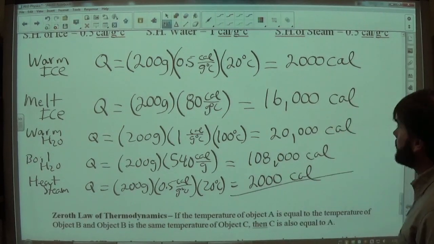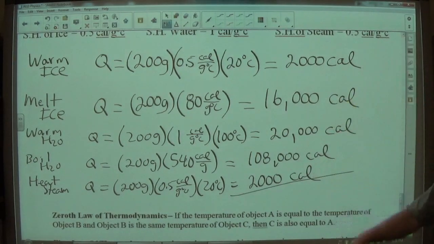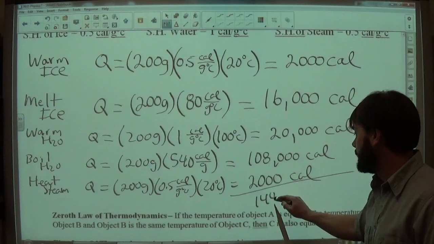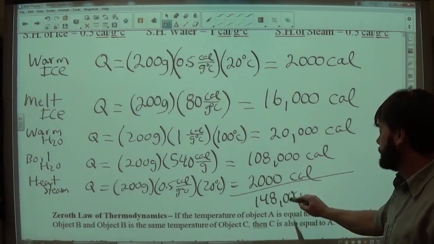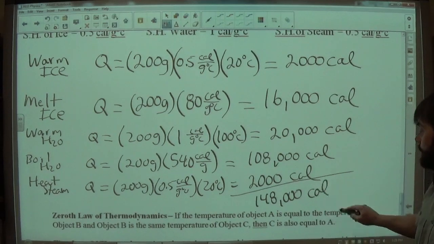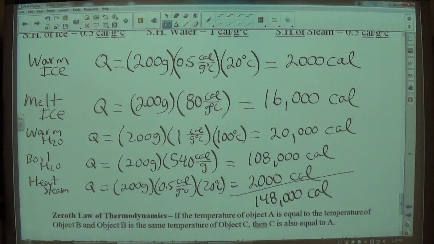So if I want the grand total amount of energy that it takes to go from a negative 20 degree Celsius ice cube to a 120 degree chunk of steam with only 200 grams, it's going to take 148,000 calories. Again, that seems like a fair amount, but remember, these are scientific calories, not so much food calories. All right.